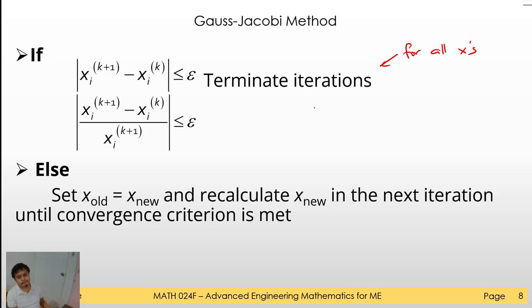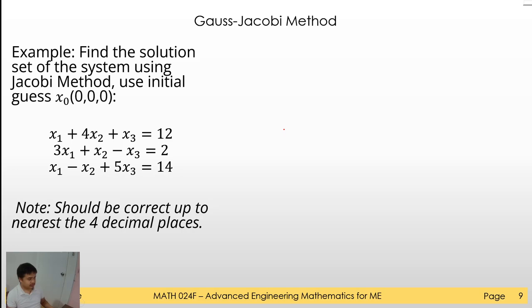So again, let's have an example here using the Gauss-Jacobi method. So find the solution set of the system using the Gauss-Jacobi method. Use the initial guess of x of 0, so 0, 0, 0. So this is the given system of linear equations. How do we solve for x1, x2, x3? Okay, so another note, we should use four decimal places for our calculation.